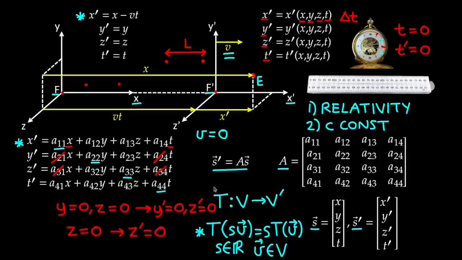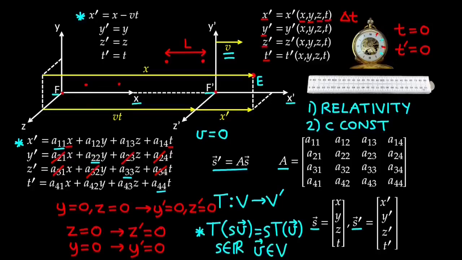And similarly, the xz plane, which is characterized by y equals 0, should transform to the x prime z prime frame, characterized by y prime is equal to 0. So before and after the transformation, the planes should not be rotated. So this condition makes the following coefficients 0.